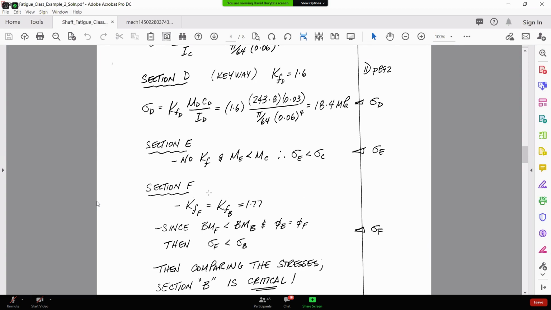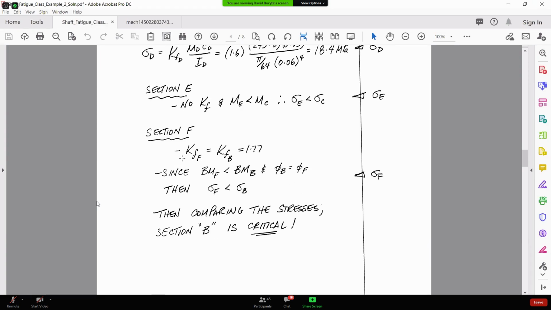Now, at section F, my Kf is going to be the same because I'm stepping again from 60 to 40 and my radius is the same. Now, if the radius was different, I would have to again find my r over d and my D over d, find my Kt, and I'd have to re-find my q value and recalculate the Kf, okay? But because they're the same and the bending moments are less at F, I know that the stress is going to be less at F, okay?